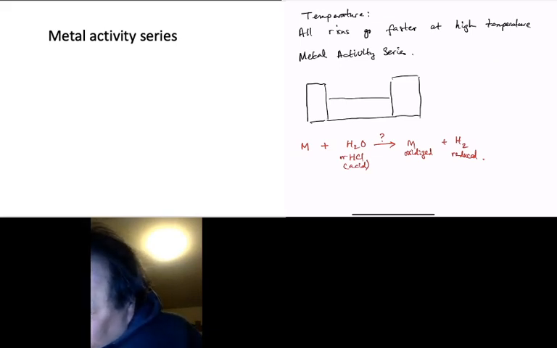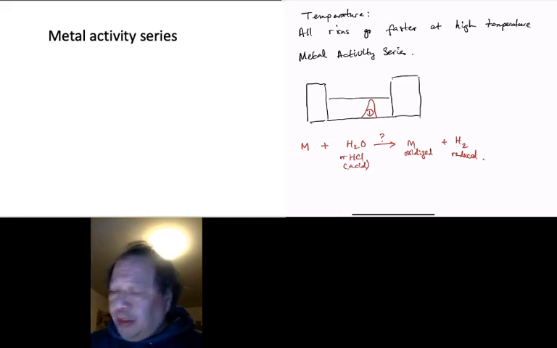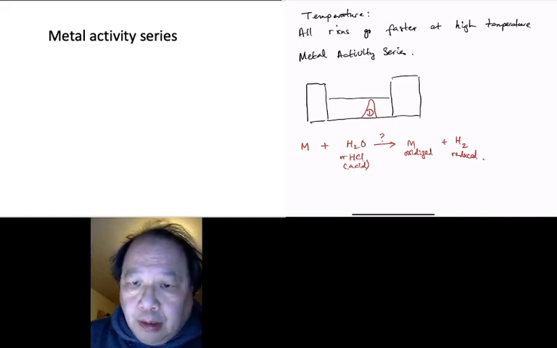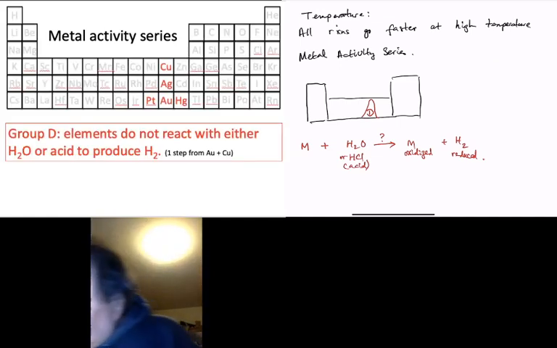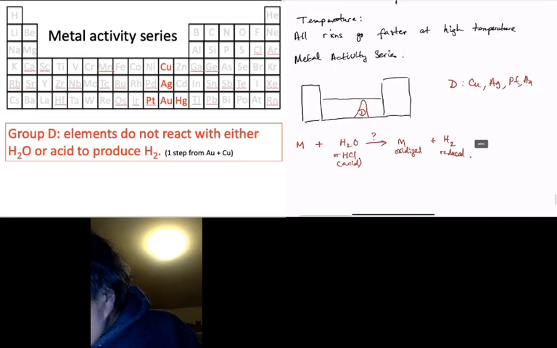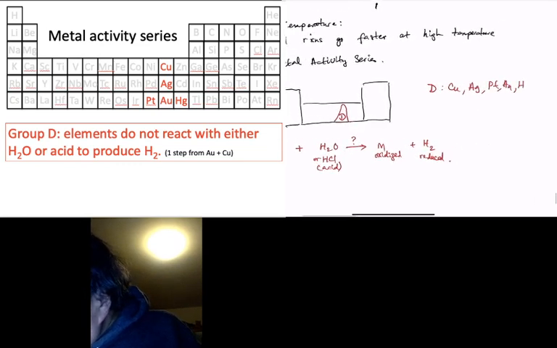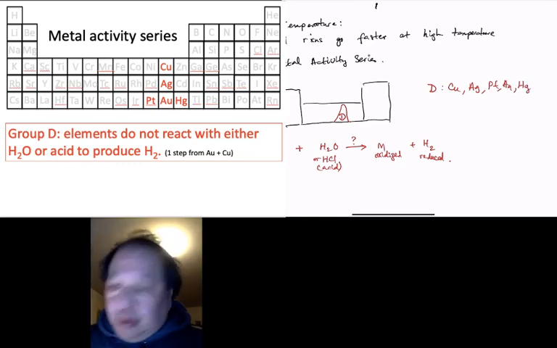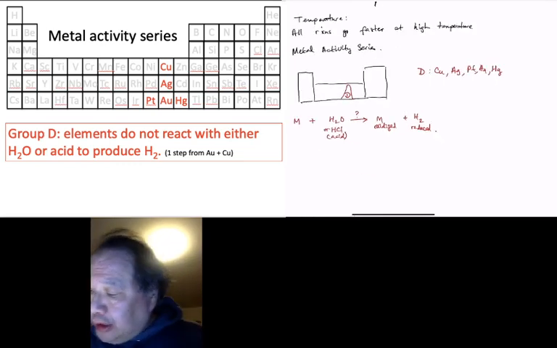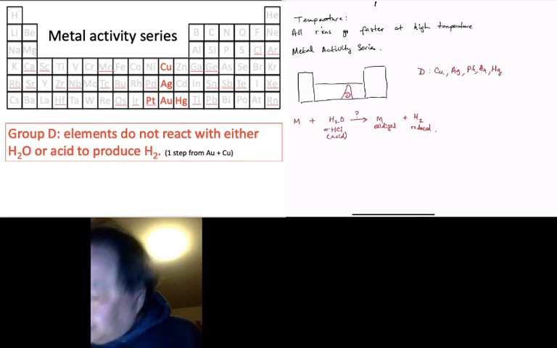And the region of the periodic table where the metal atoms are more electronegative than hydrogen is what I call group D. So here's group D. And we're just going to look at the most common metals. These are taken from your periodic table: copper, silver, platinum, gold, and mercury. These metals are all more electronegative than hydrogen, and therefore this reaction does not occur. That's group D.